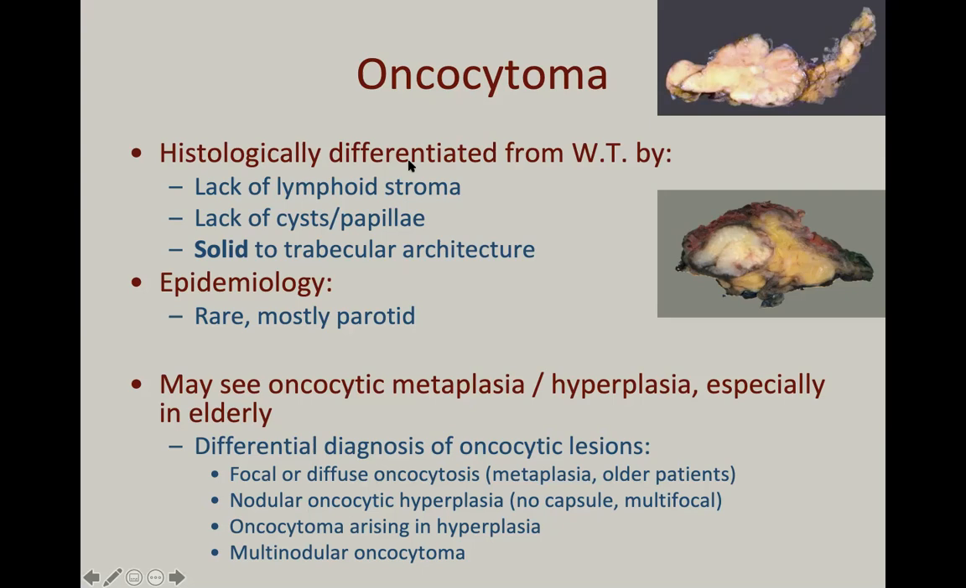So oncocytoma is histologically differentiated from Warthin tumor essentially by its lack of lymphoid stroma, its lack of cysts, but it's solid growth of oncocytes. You can sometimes see oncocytomas or oncocytic nodules in the elderly because they develop oncocytic metaplasia of their salivary glands, which sometimes develops into oncocytic hyperplasia and sometimes oncocytomas.